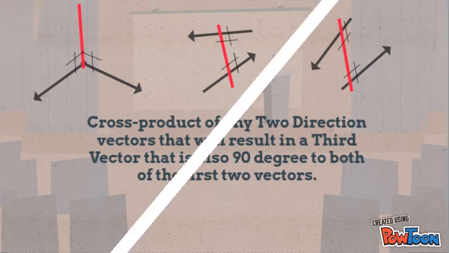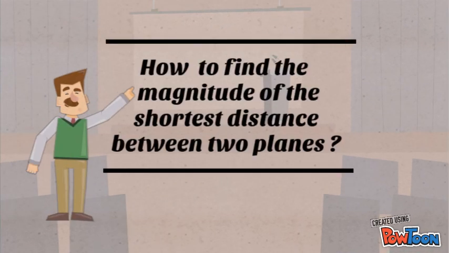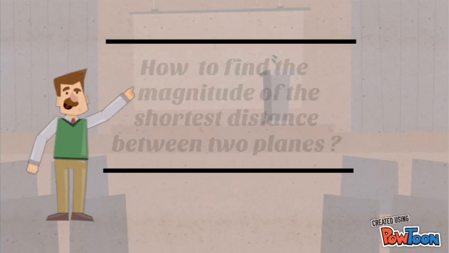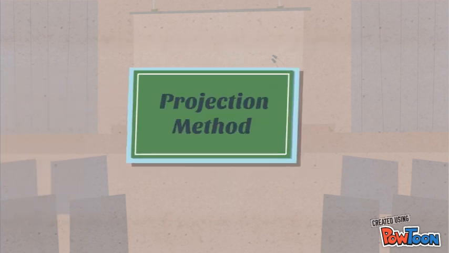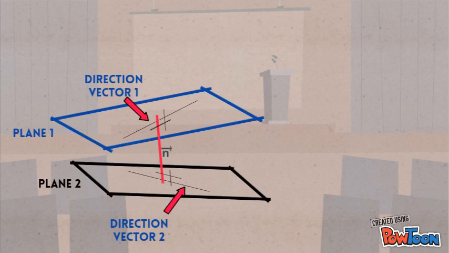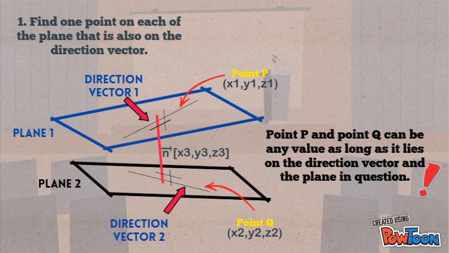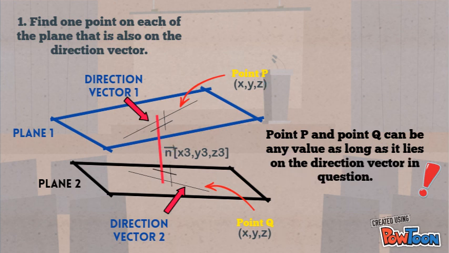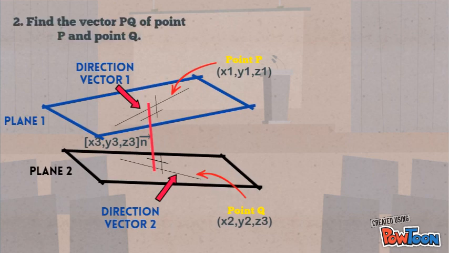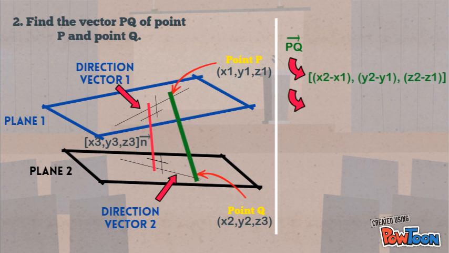After you have determined where the perpendicular line will be, then you can move on to calculate the exact distance by means of projection. First of all, you need to find one point on each of the planes that is also on the direction vectors in question. Say point P on plane 1 and point Q on plane 2, and this point can be any value as long as it lies on the plane and on the direction vector itself. Then you will need to connect the line by finding vector PQ of points P and Q, and the equation is shown on the right side.